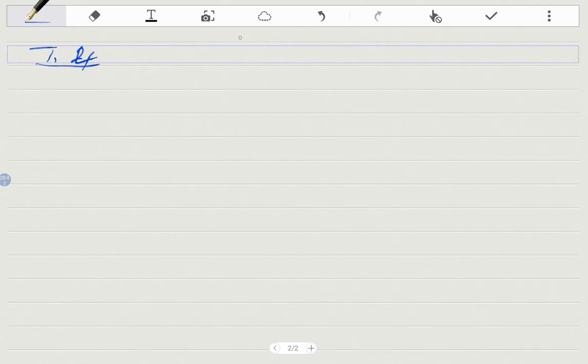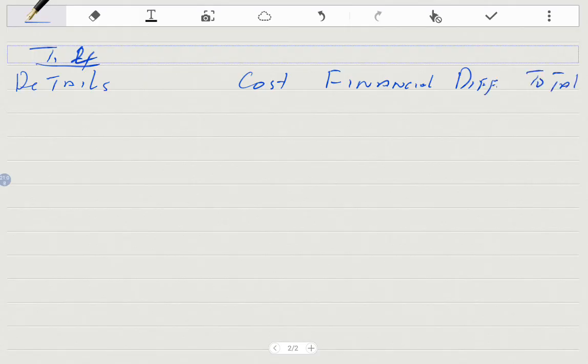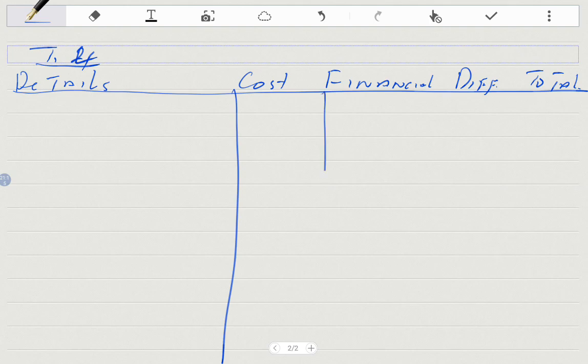So we said that, okay, now we've gotten the details. Then you've got your cost, you've got your financial, then you've got the difference and the total column. So these are the columns that you've opened, guys, when we do this reconciliation.